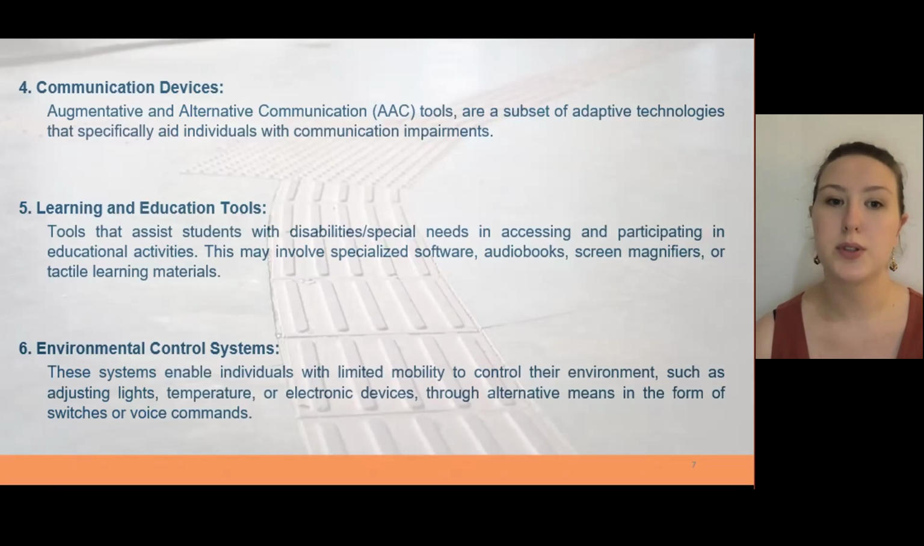6, environmental control systems. These are systems which enable individuals with typically limited mobility to control their environment, such as adjust lighting, temperature, or electronic devices through alternative means in the form of switches or voice commands. Also, students with sensory needs can benefit very much from being able to have certain environmental control systems, such as being able to adjust lighting and temperatures, etc.